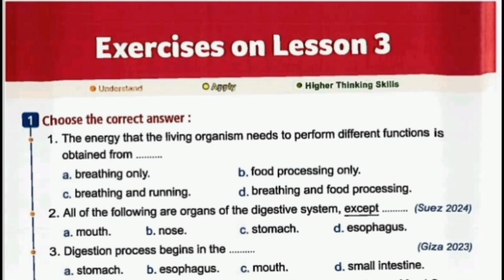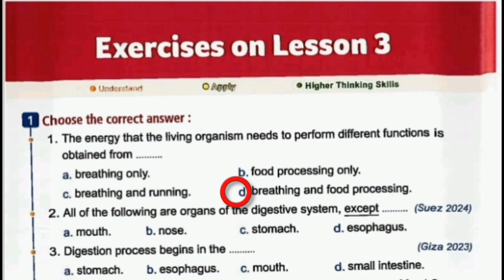Let's start with the first question, which is choose the correct answer. The energy that the living organism needs to perform different functions is obtained from. In another way, we obtain or we get energy from what? Breathing only, food processing only, breathing and running, breathing and food processing. The right answer is letter D, breathing and food processing.